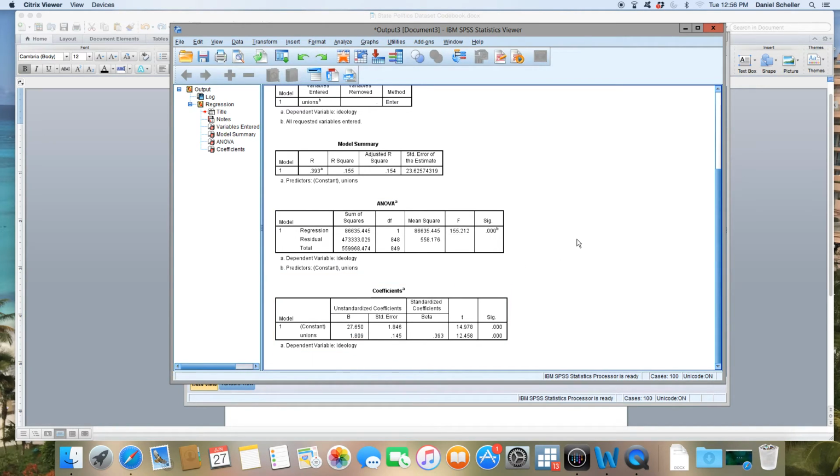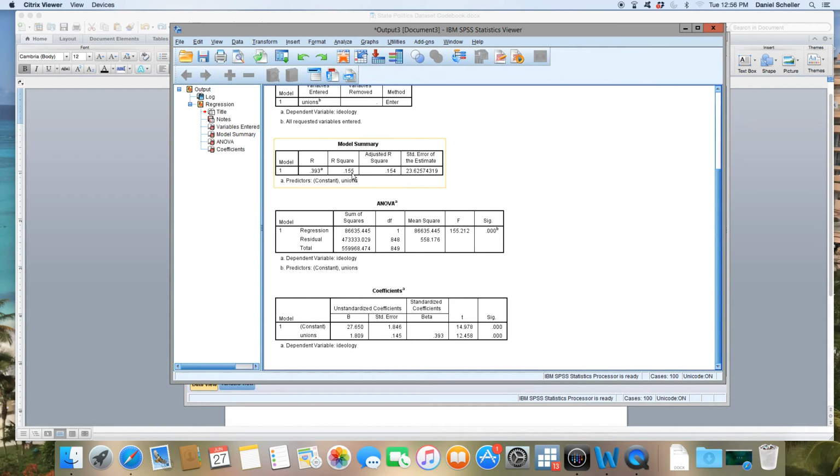The other thing to look towards is the R-squared. The R-squared value gives you the percent of the variation in the dependent variable that can be explained by the independent variables. We have one independent variable, that is unions. So we would say 0.155, move that decimal over 2 places, goes to 15.5% of the variation in the dependent variable of state government ideology can be explained by the independent variable unions, or the percent of the workforce unionized.